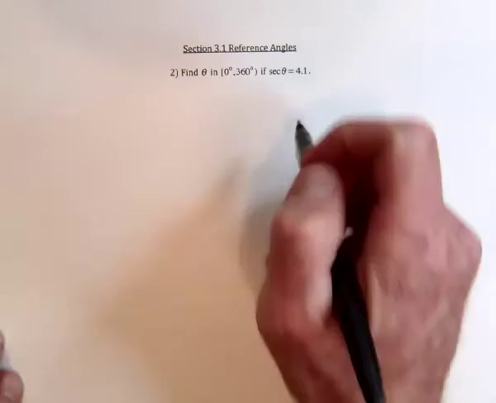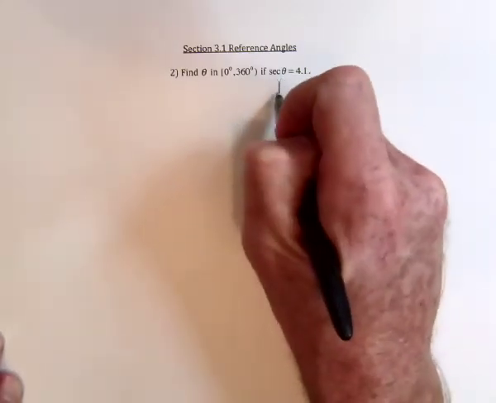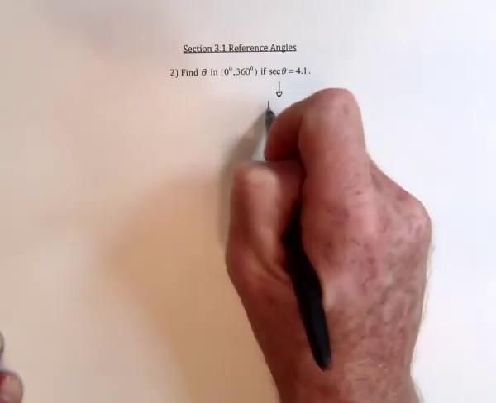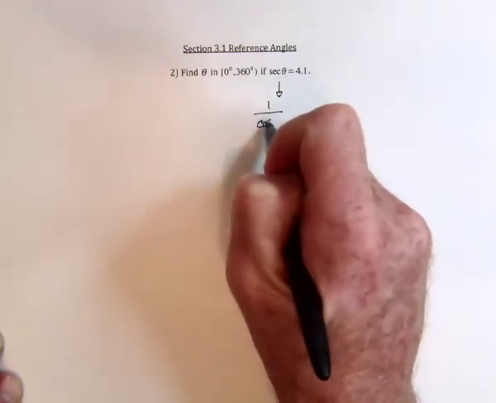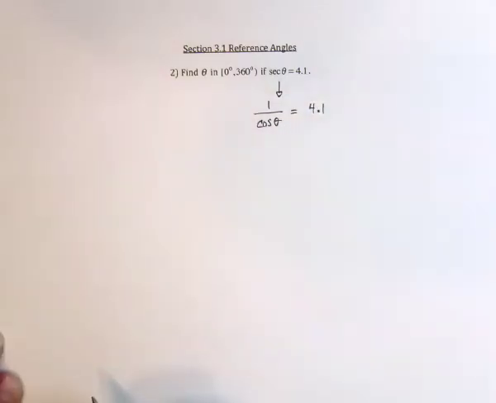Working with secant, cosecant, and cotangent is interesting. On these ones you need to solve. Because our calculator doesn't have secant inverse, we need to change this first of all. Well, secant is also equivalent to 1 over cosine. So change it to 1 over cosine.